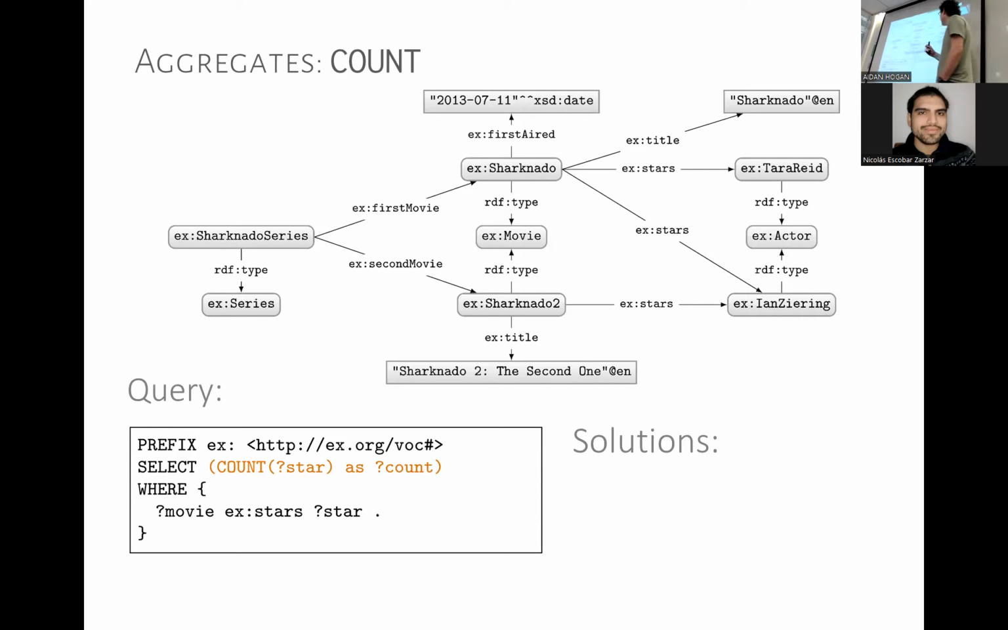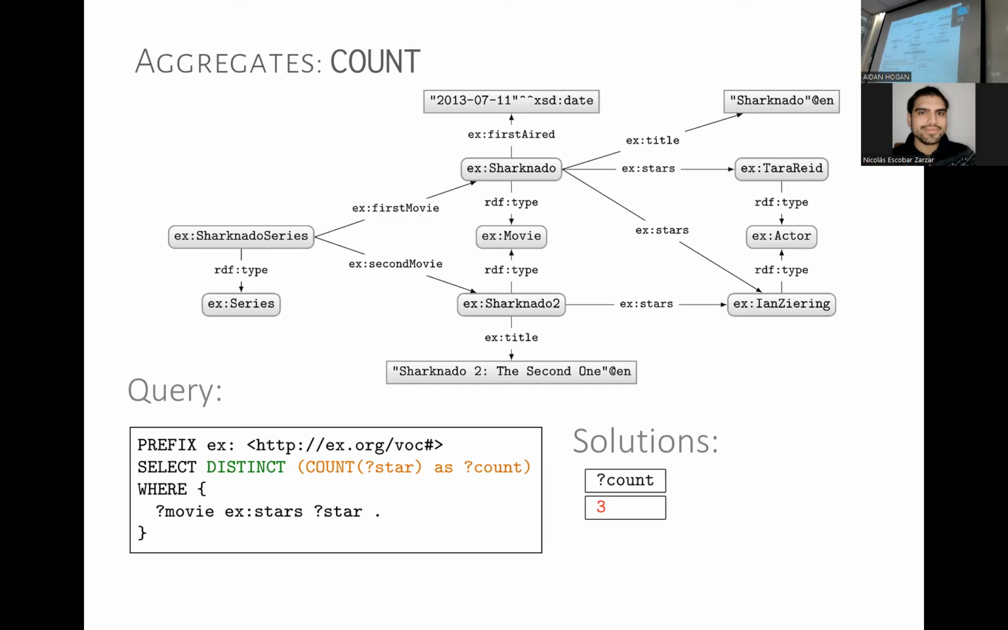And how many do we get? 3. Yeah, we get 3. So we get 1 here, 2 here, 3 here, because there's 2 solutions that witness Ian Ziering. So we get an answer of 3. So if we want to get the distinct count, if we don't want to count Ian Ziering twice, even though he stars in 2 movies, we can apply distinct. And in this case, what answer will we get? We get 3. So it's the same trick as in SQL.